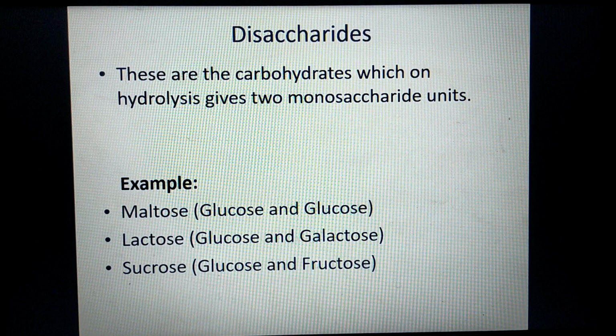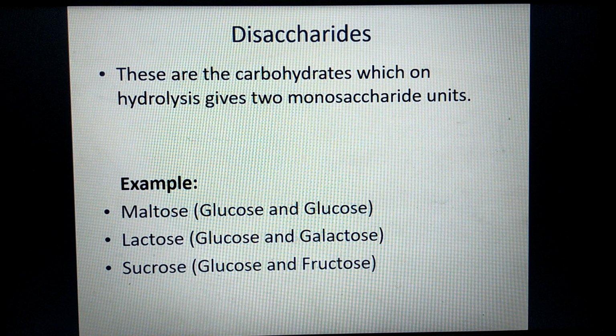Next is disaccharides. As the name suggests, they give 2 monosaccharides on hydrolysis. Examples of disaccharides are maltose, which contains 2 monosaccharides in the form of glucose. Lactose contains 1 monosaccharide as glucose and another monosaccharide as galactose. Next example is sucrose, which contains glucose and fructose as monosaccharides.